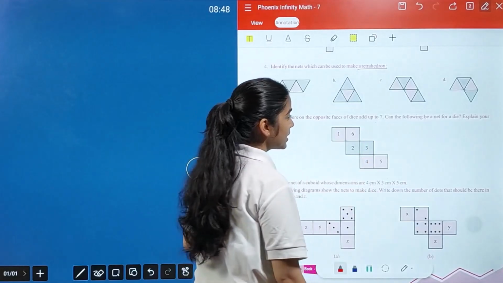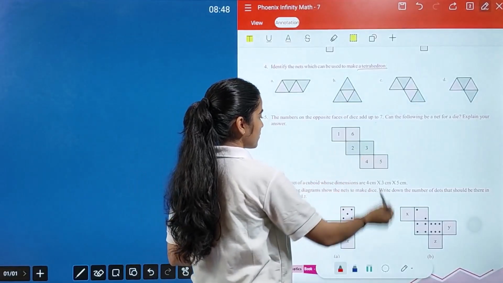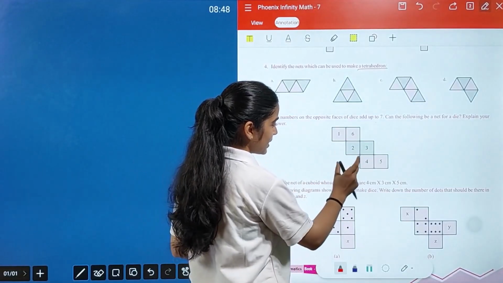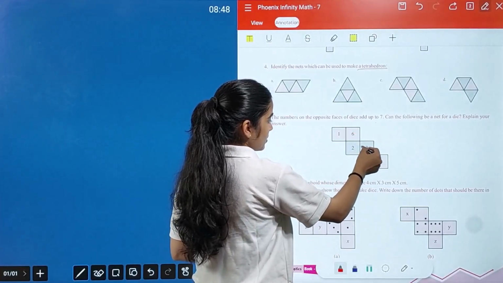Can the following be a net for a die? Explain your answer. 1 plus 6 is 7. 2 plus 3 is 5. So how could it be possible while we are making it? So we have 1 here. So 6, and 4 plus 5.